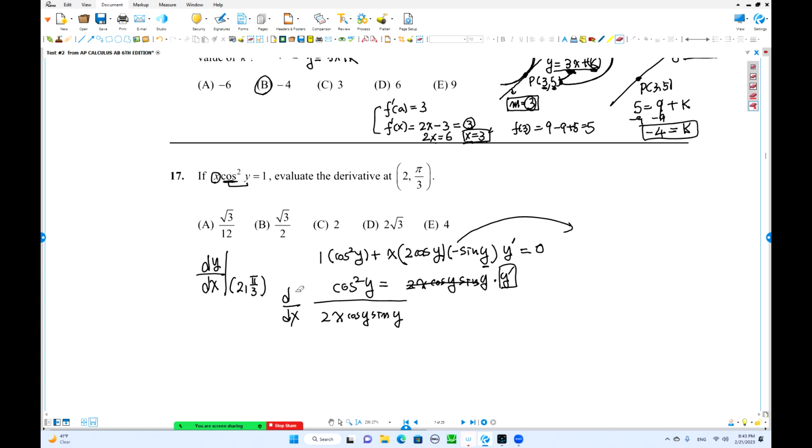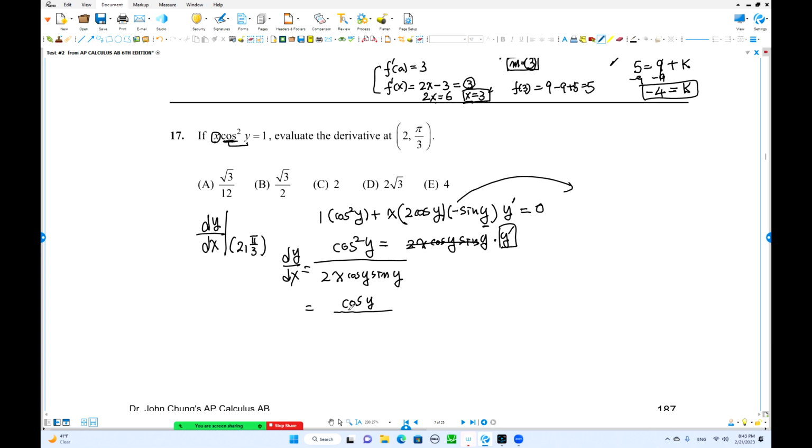Then we may simplify it a little, because the cosine y can be a common factor. So cosine y is out: cosine y over 2x sine y. Okay? Now we need the two variables. So x equals 2, y equals pi over 3. Put these numbers in there, okay? That is the derivative at this point.